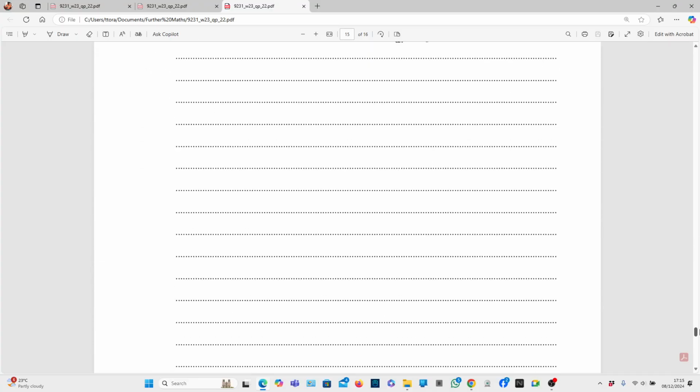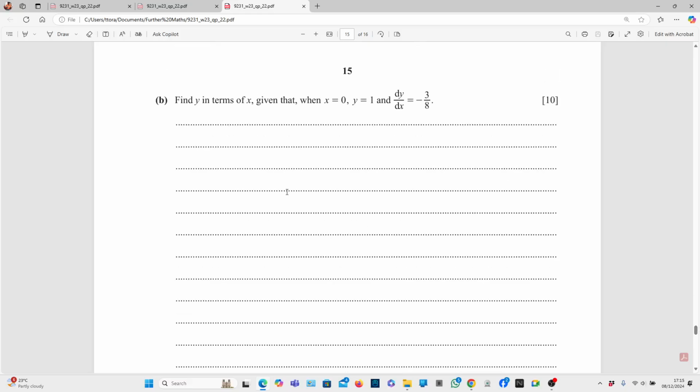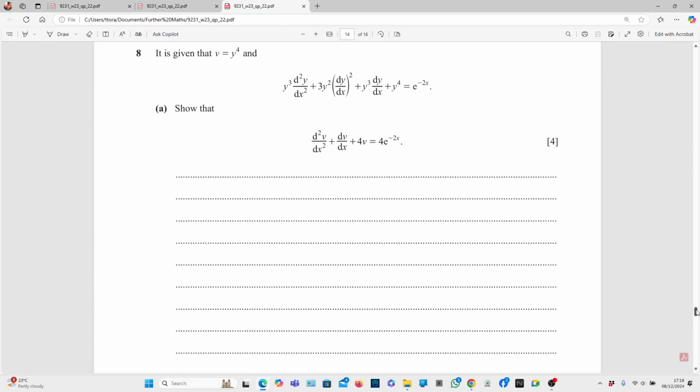Second part of the question: we need to find y in terms of x, given that when x is equal to 0, y is equal to 1, and dy by dx is equal to minus 3 over 8. So we're going to solve this reduced differential equation, d2v over dx squared plus dv over dx plus 4v is equal to 4e to the minus 2x. The left hand side can be equated to 0, and the auxiliary equation is m squared plus m plus 4 is equal to 0.